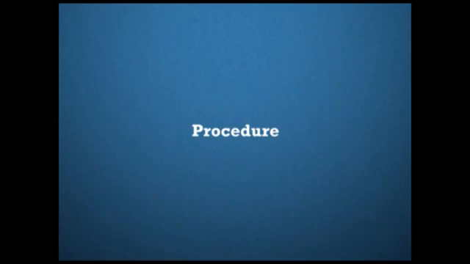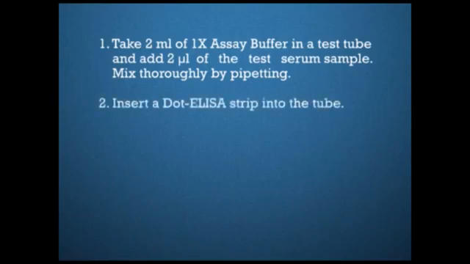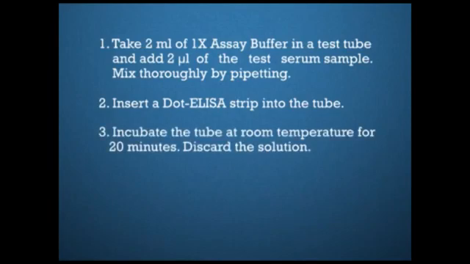In the procedure of dot ELISA, in the first step, take 2 ml of 1x assay buffer in a test tube and add 2 microliter of the test serum sample. Mix thoroughly by pipetting. In the next step, insert a dot ELISA strip into the tube, which is followed by the step of incubating the tube at room temperature for 20 minutes. Discard the solution after this.